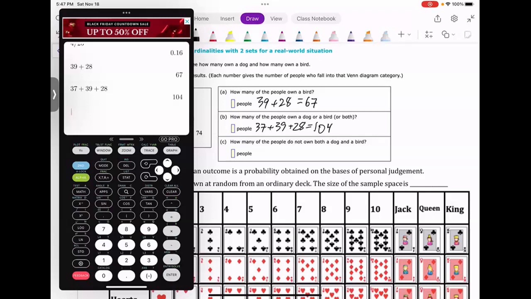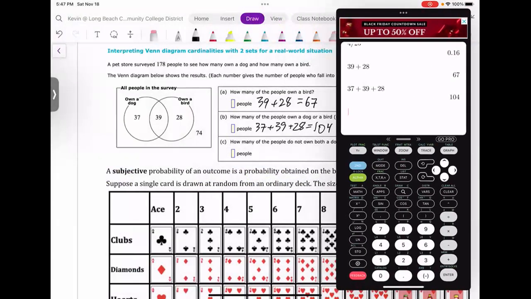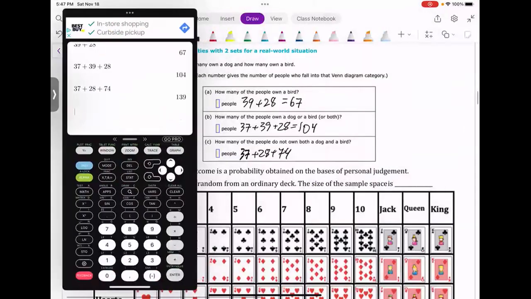How many people do not own both a dog and a bird? Okay, so as we're looking at this, the only thing that we need to not include in this case are the people that own both a dog and a bird. So that's going to be 37 plus 28 plus 74. The 74 people don't own a dog or a bird, is what we would interpret that as. And I'm getting 139.